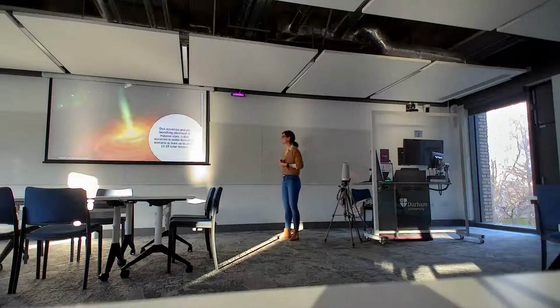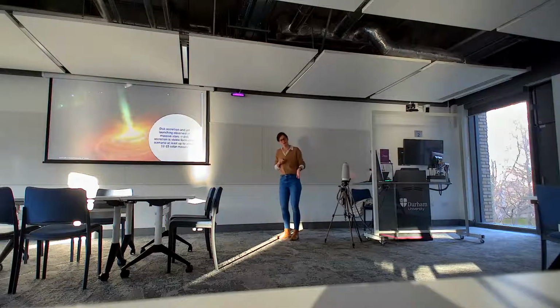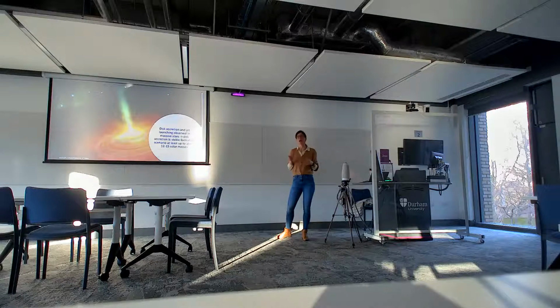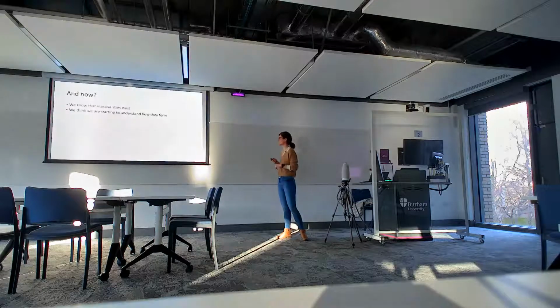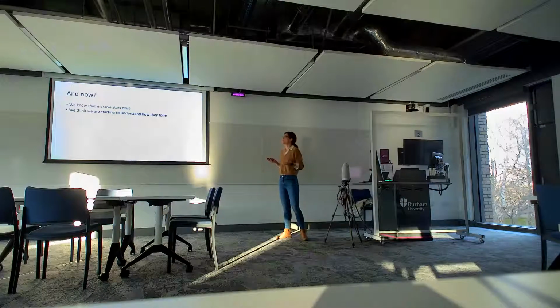Okay. So now I've convinced you, hopefully, that disk accretion and jet launching are observed in massive stars. So disk accretion is a good possibility for forming stars, at least up to 15 solar masses. We have not observed disks or jets around more massive stars yet. Okay? And now, well, we know that massive stars exist. We know that massive stars up to hundreds of solar masses exist. And we think that we have started to understand how they form.